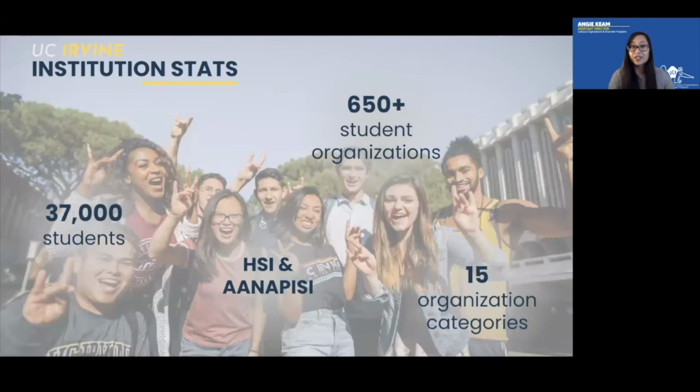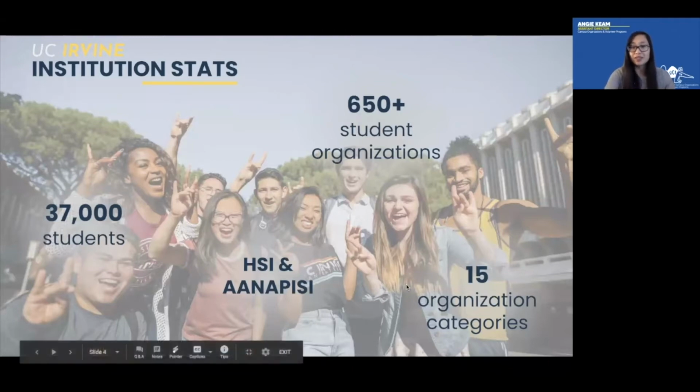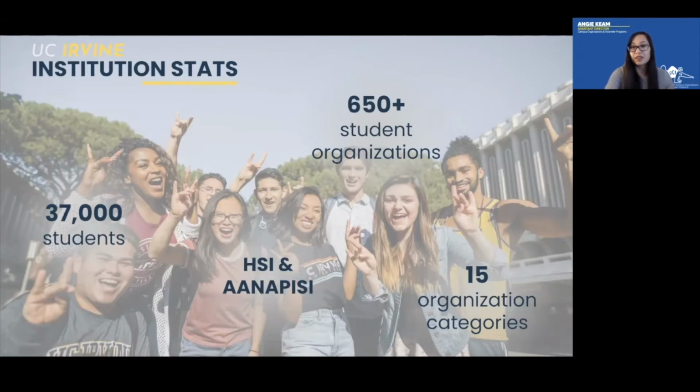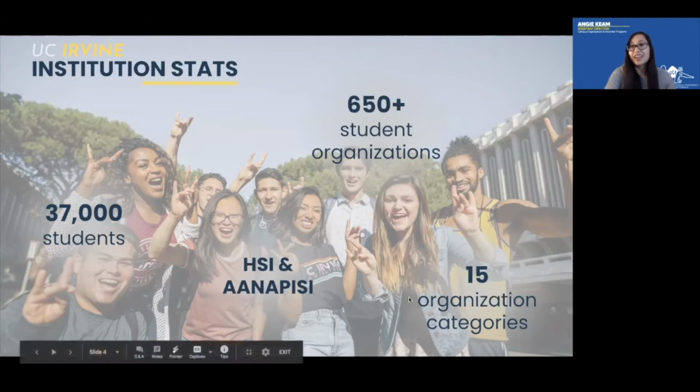So here at UC Irvine, we are a large research institution with over 37,000 students, predominantly undergraduate students. Our institution is an HSI, Hispanic Serving Institution, and an ANAPISI, Asian American Serving Institution. And with a large population of students, we do have over 650 student organizations, which range across 15 organization categories.